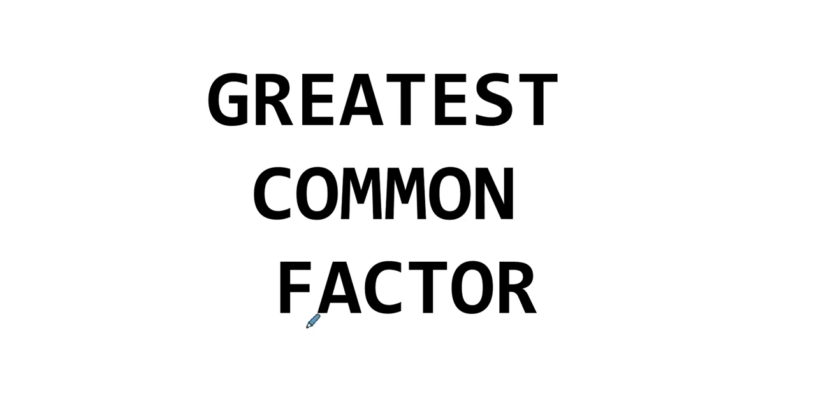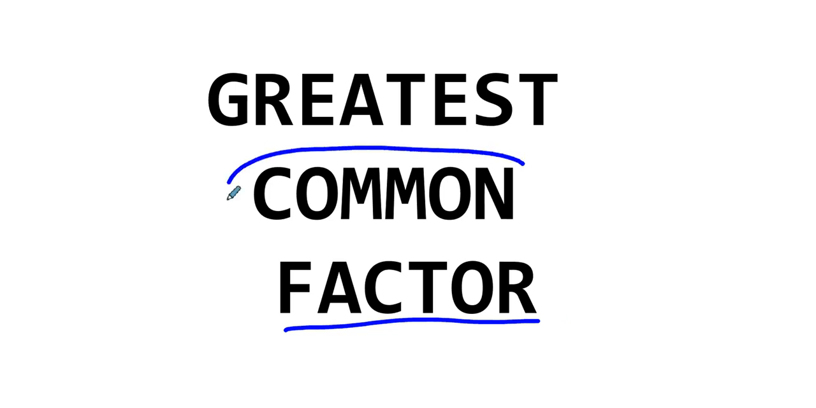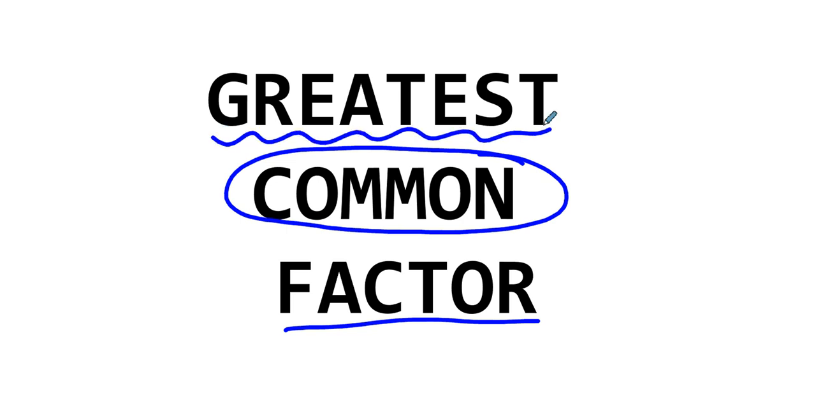The greatest common factor is in fact a factor of both of the numbers. It's a divisor of both of the numbers. It's a number they have in common. It's a divisor they have in common. And it is in fact the greatest of all common factors. I will illustrate three ways we happen to find those.